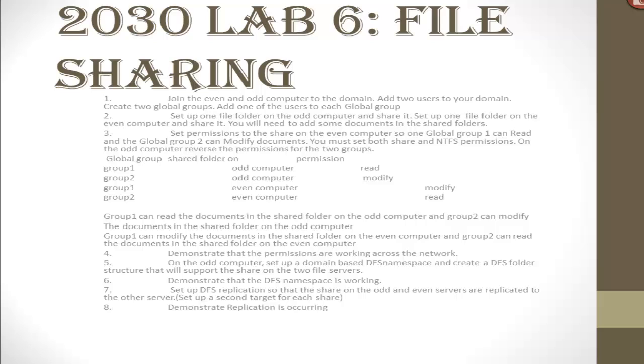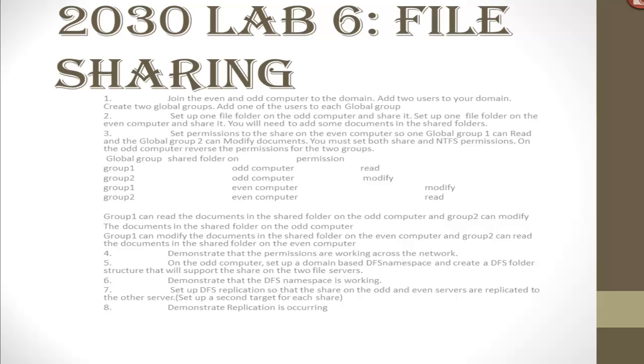Second, we're going to set up one file folder on the odd computer and share it. We're going to set up one file folder on the even computer and share it. And we're going to add some documents in these shared folders. We're going to set permissions to the share on the even computer, so global group 1 can read and the second global group can modify documents.